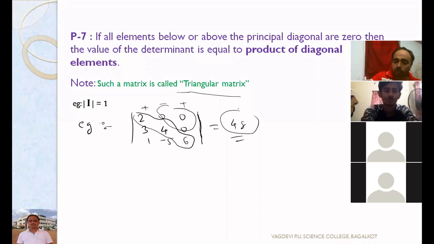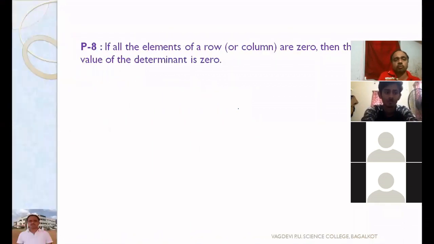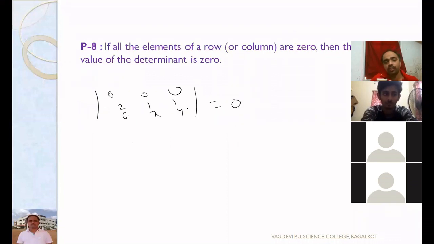And next, property 8. So the last property. This is very simple. Everybody can understand. If all the elements of a row are 0, obviously the value of the determinant is 0. So nothing is there to explain. If all the elements are 0 in a row or in a column, definitely the value will become 0. You need not expand it, because where there are zeros, you take that row and expand, you'll get 0.